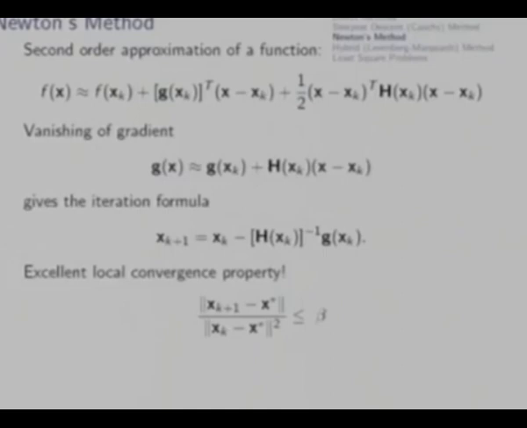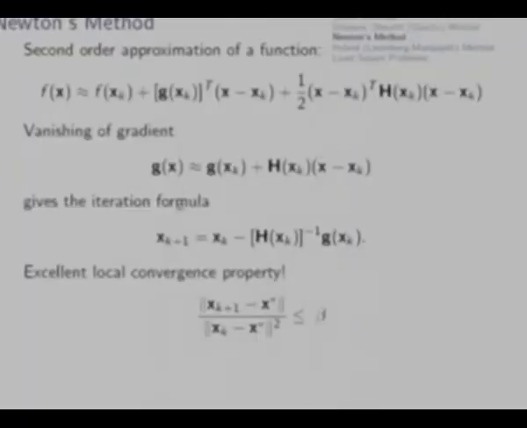Now, for the minimum point in the neighborhood, if we try to consider the condition for vanishing gradient, that is the first order necessary condition, then differentiating this we will get this relationship, or the first order truncated Taylor series for the gradient itself, which will be g(x) roughly equal to g(x_k) plus Hessian into delta x. Now we say that in the neighborhood of x_k, we try to look for that point where the gradient vanishes. That means this is 0.